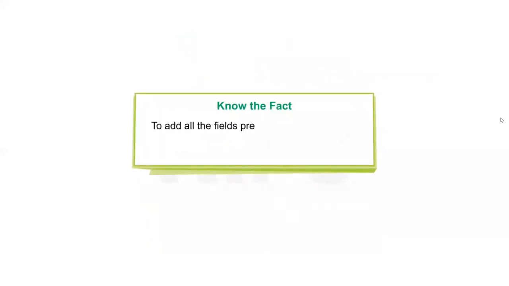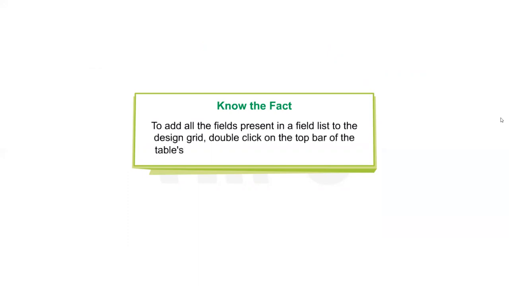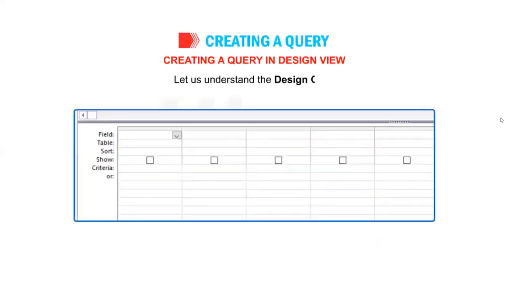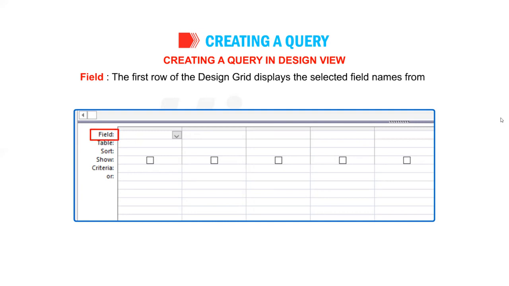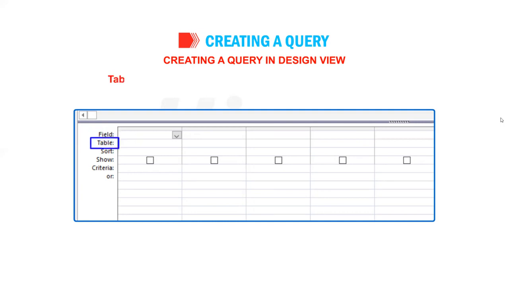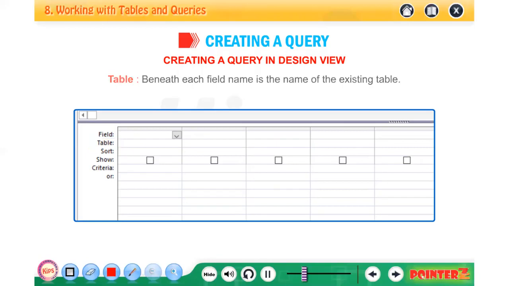To add all the fields present in the field list to the design grid, double-click on the top bar of the table's field list and drag it to the design grid. Let us understand the design grid. Field. The first row of the design grid displays the selected field names from the table. Table. Beneath each field name is the name of the existing table.